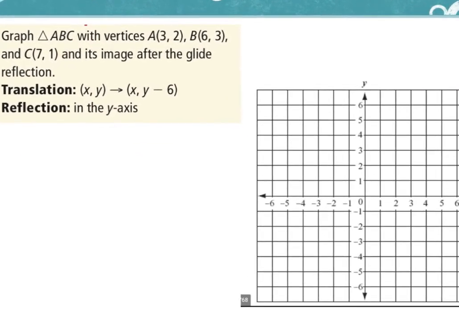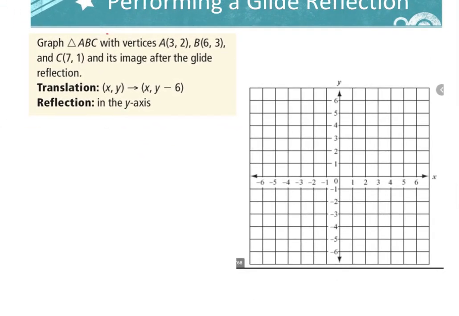So let's take triangle ABC with vertices 3, 2, 6, 3, and 7, 1. Let's go ahead and plot that really quickly. So 3, 2, that's right here. A. B is at 6, 3. That's B. And C is at 7, 1. So that's right here. This is C.